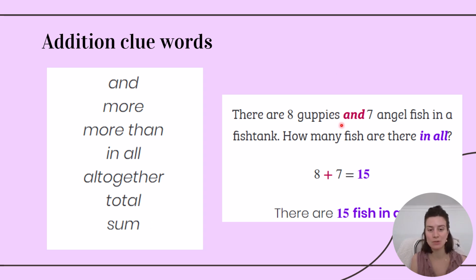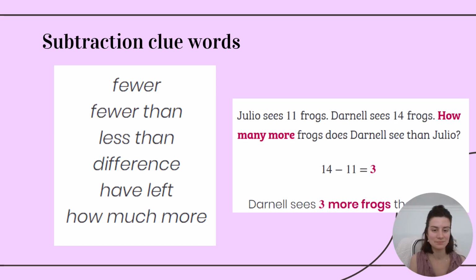And here we have the story problem. It reads, there are 8 guppies and 7 angelfish in a fish tank. How many fish are there in all? We see that these keywords, in all, indicate that we need to add. And so the number sentence is 8 plus 7 equals 15. There are 15 fish in all is the correct answer.